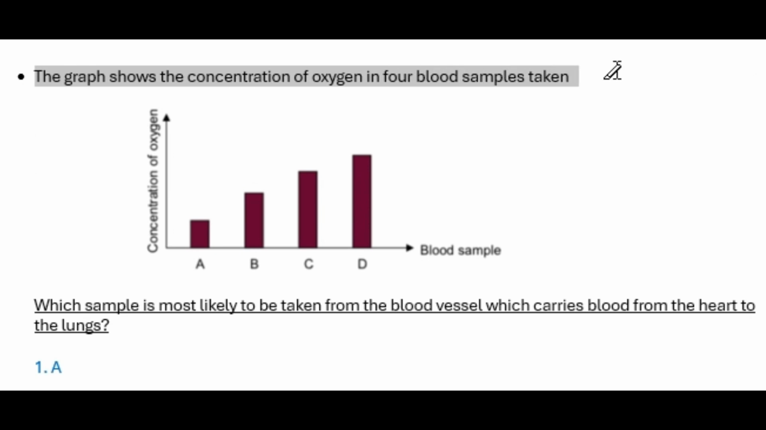The graph shows the concentration of oxygen in 4 blood samples taken. Which sample is most likely to be taken from the blood vessel which carries blood from the heart to the lungs? 1. A.